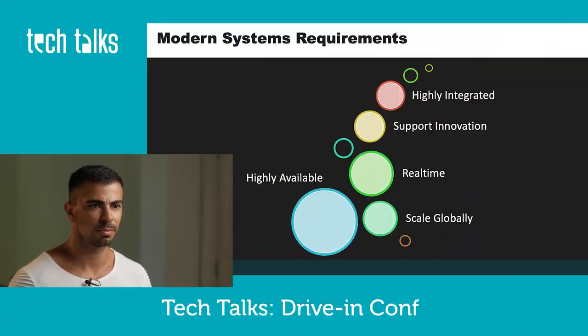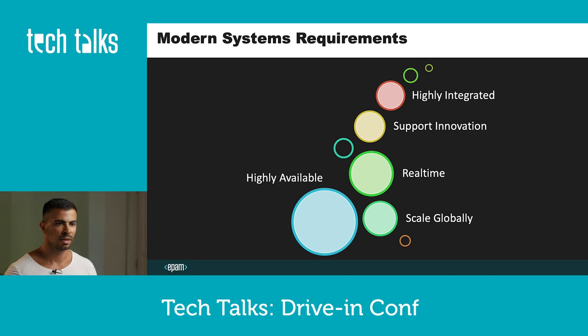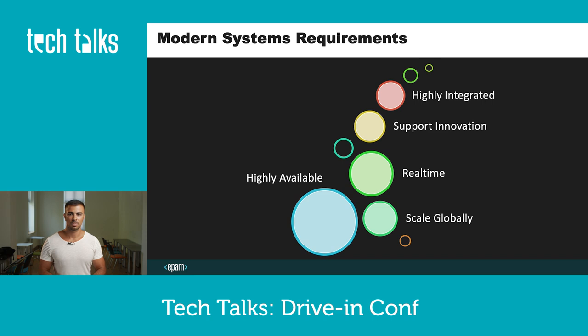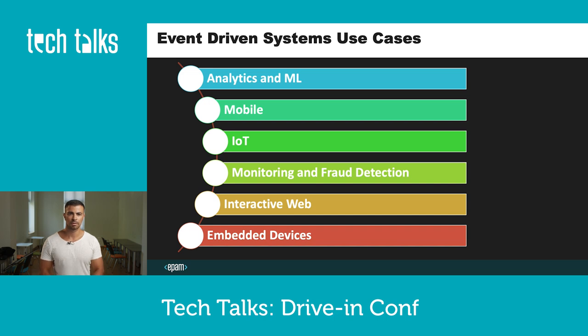You know, modern system requirements are changing constantly, and modern software becomes highly integrated across enterprises, and business needs to support innovation in order to be competitive and even survive. So nowadays we have requirements for systems to be highly available, being real-time. They need to scale globally across multiple countries, across millions of users. So event-driven systems is a way to achieve all these kinds of requirements, which we'll discuss a bit later in our talk today.